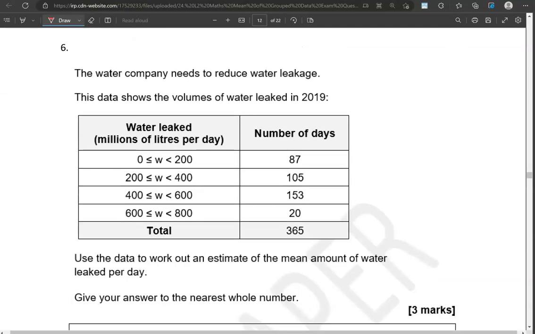The water company needs to reduce water leakage. This data shows the volumes of water leaked in 2019. Use the data to work out an estimate of the mean amount of water leaked per day. Give your answer to the nearest whole number. Okay, so the midpoint between 0 and 200 is 100. Between 200 and 400 is 300. Between 400 and 600 is 500. Between 600 and 800 is 700.